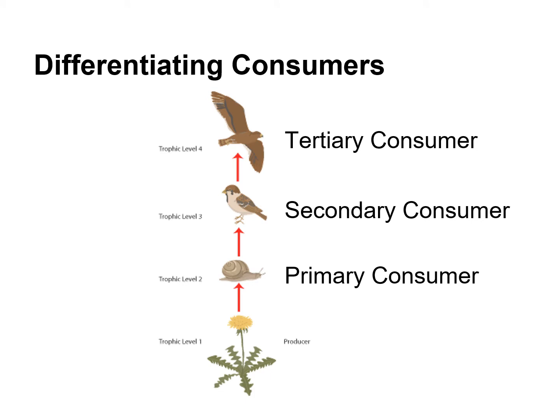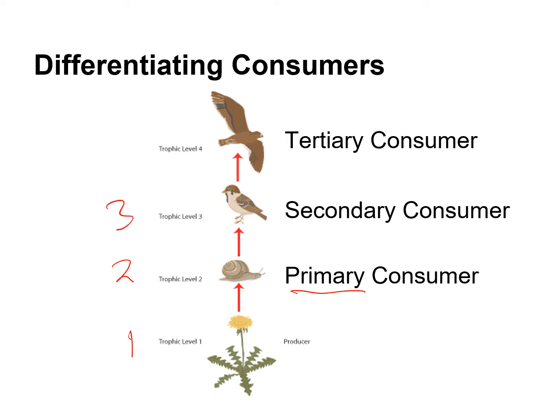So we have different levels of consumers that we're going to talk about. We have primary consumers, who are the ones consuming the producers. Now, understand here, we're at trophic level 2, but we are a primary consumer. There might be a little bit of confusion there, but understand that trophic level 1 is down here at the bottom. Those are the producers. The first consumer is up here at trophic level 2.